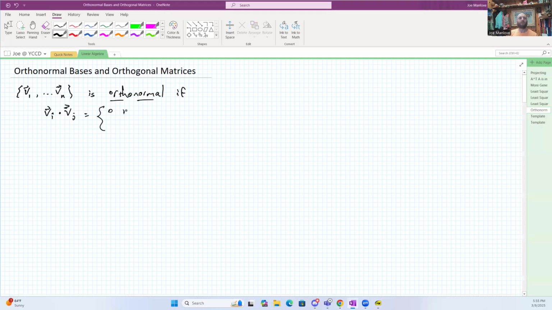So it's 0 if i isn't j. In other words, they're all perpendicular to each other. And it's 1 if i equals j. So if I'm dot producting the same vector with itself, I'm going to get the magnitude squared of that vector. That vector is going to be a unit vector. So another way of thinking about this is the ortho part means perpendicular and the normal part means unit length. Okay, so that's what an orthonormal set of vectors is.